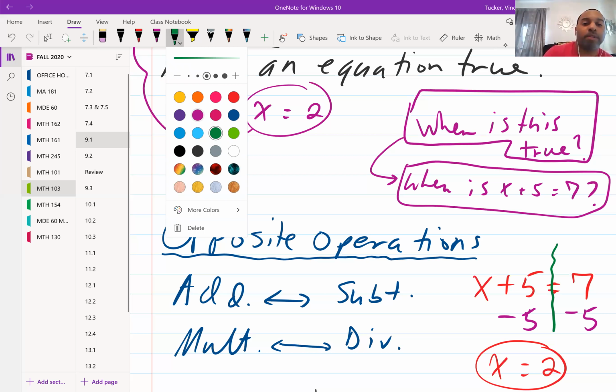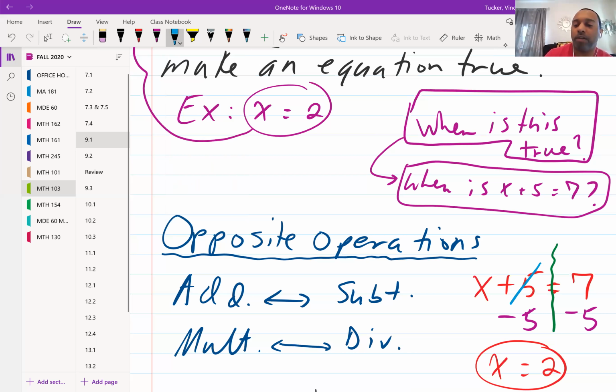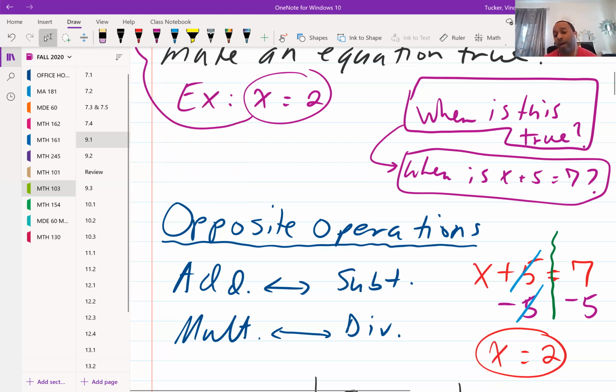And then what happens is that the 5s will cancel on the left, leaving me with just x. And then 7 minus 5 on the right is 2. And that is my solution. That is the foundation of solving equations. You're doing opposite operations to undo what's being done to your variable.